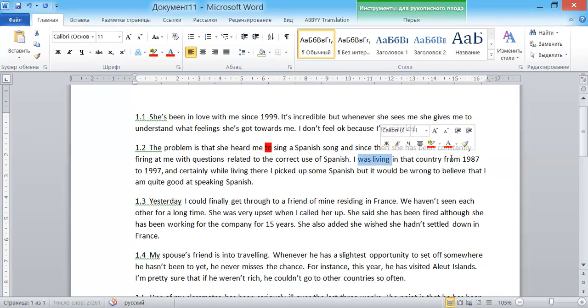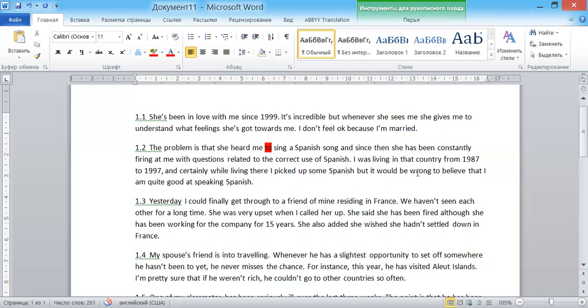Oh, and we've got it. Now we've got a reason to use the past continuous tense in this sentence because we've got a period in the past. From, to, that means that we talk about an activity which progressed within a period in the past. It's okay. Certainly while living there, while living, it's okay because of the word while we can use this word. I picked up some Spanish, okay?